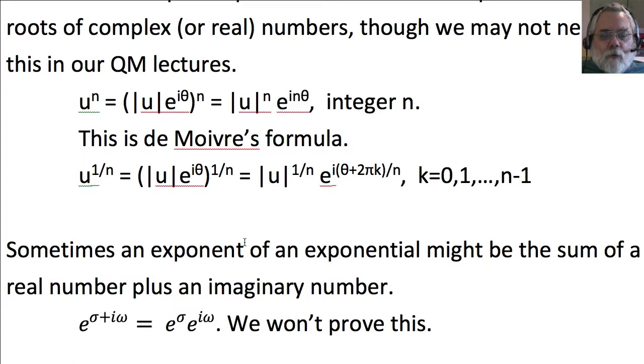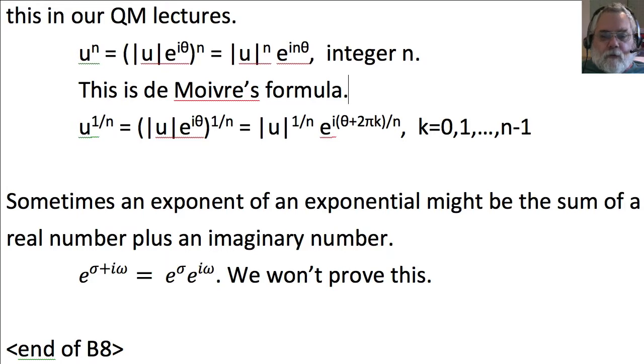Sometimes an exponent of an exponential might be the sum of a real number plus an imaginary number, such as e to the sigma plus i omega, where sigma is real and omega is real. This will equal e to the sigma times e to the i omega. We won't prove this, but it is a result in complex numbers. This is the end of lecture B8.